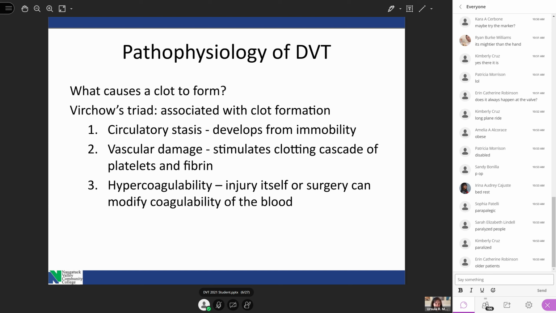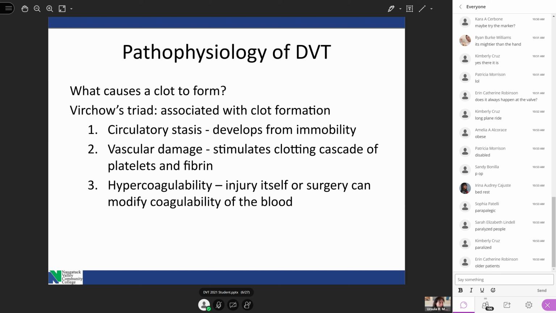Another thing that can cause a clot to form is vascular damage. So when the blood vessel, the vein, is damaged, it can stimulate the clotting cascade of platelets. They come running to the scene. Like when you get a cut on your hand or something, it stimulates the clotting cascade so that platelets can form and you can stop bleeding so you don't bleed out. Your body just does that naturally. So we get some fibrin there and we get some platelets, and that's what's going to help the body clot and your little wound clot.